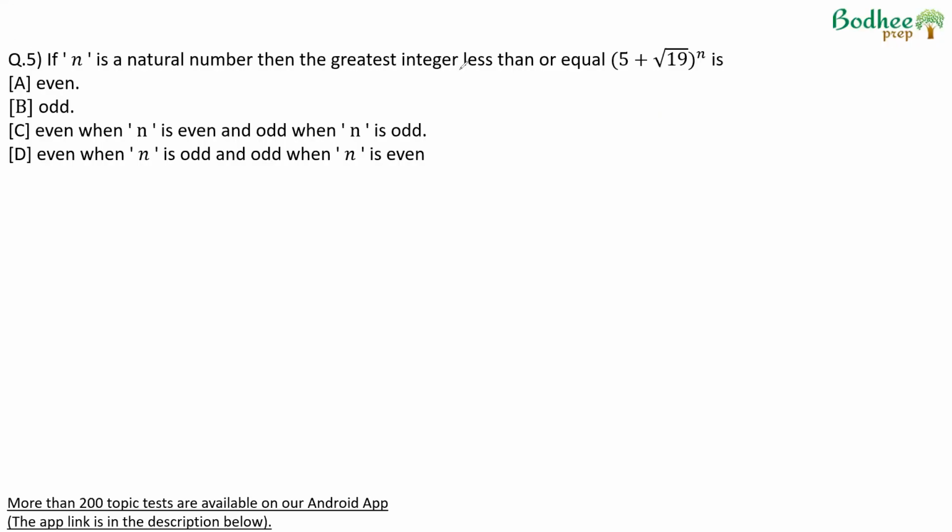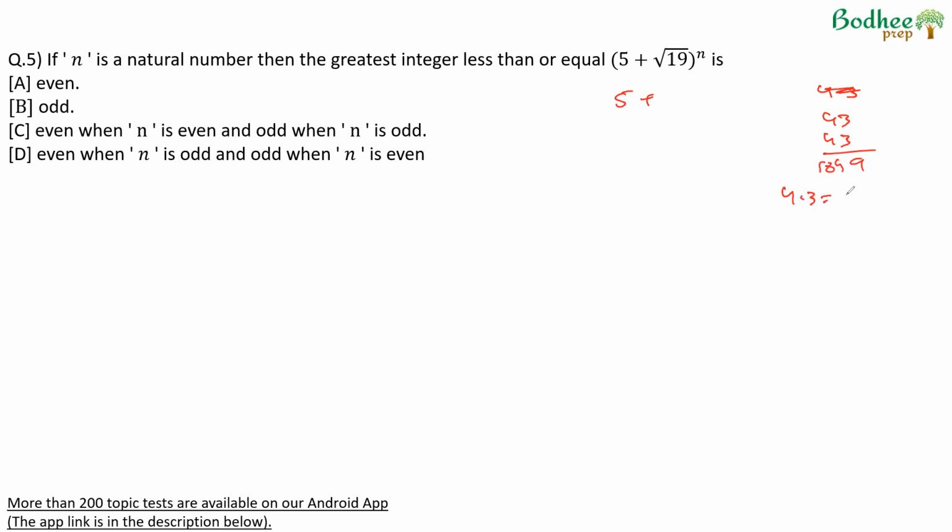If n is a natural number, then the greatest integer less than or equal to (5 plus root 19) to the power n. Now, what we will need to do is first of all get the value of root 19. Root 19 will lie between 4 and 5. To be precise, root 19 would be 4.3. 43 into 43, basically we'll try to do. 43 into 43 will be 1849.